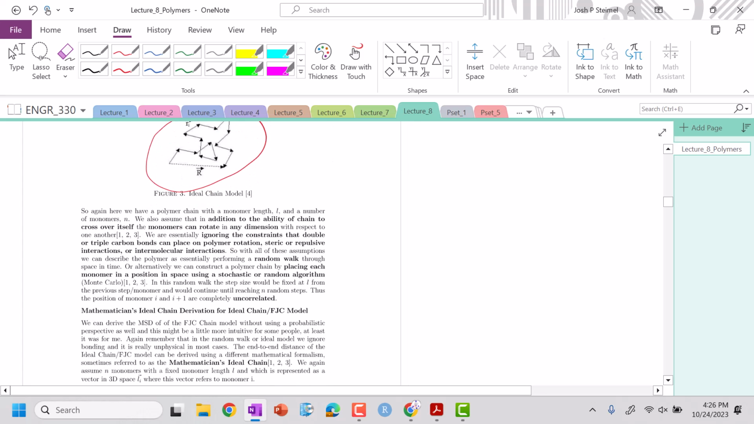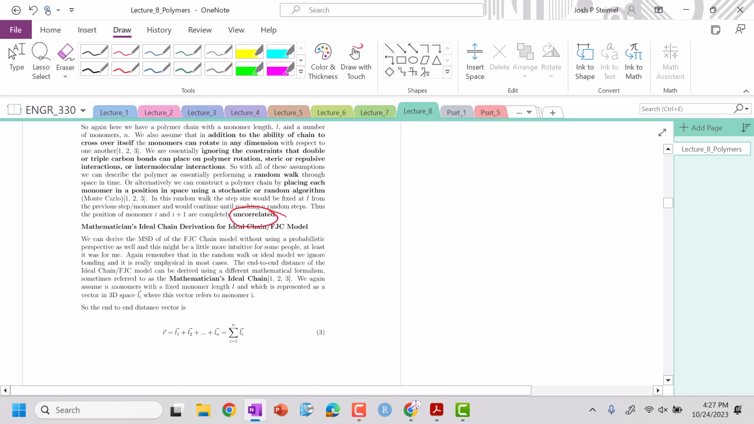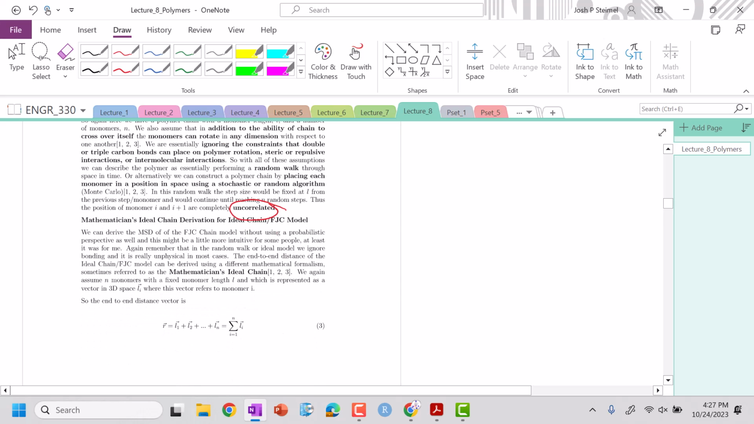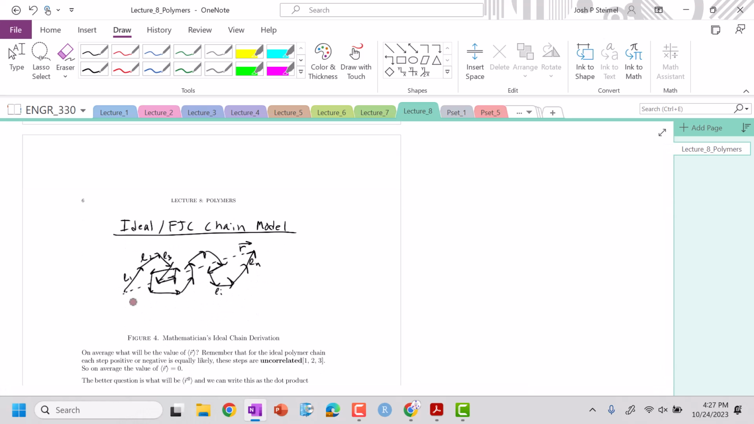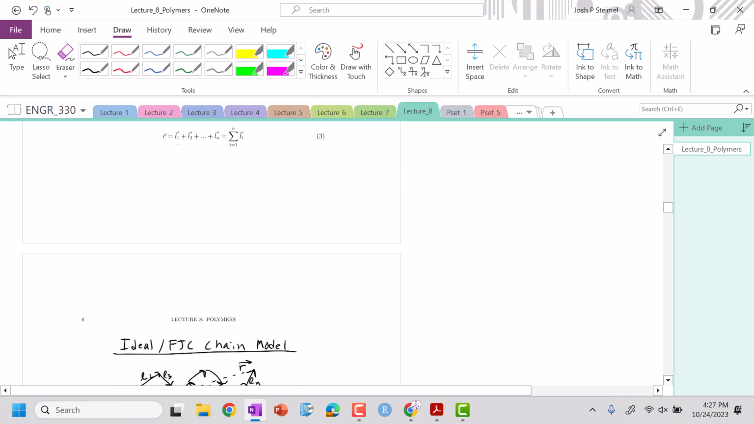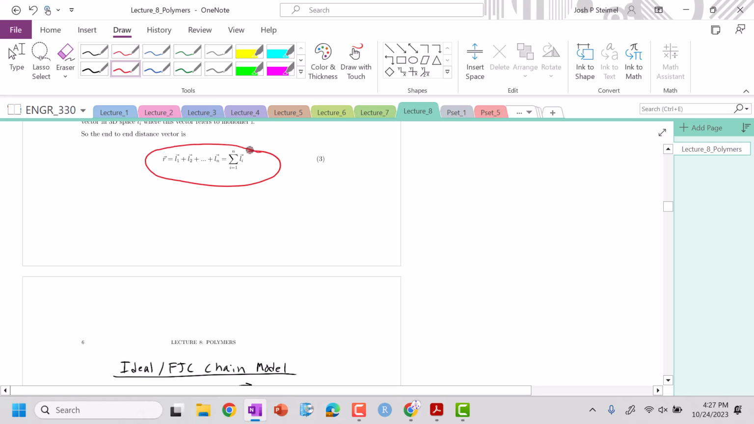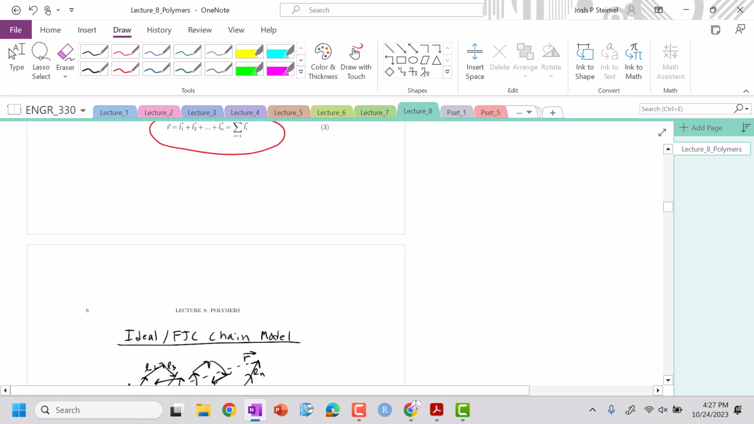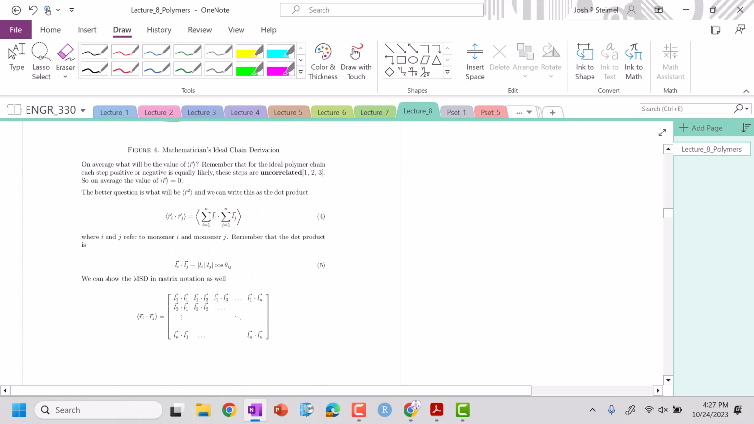So this is really not physical if you think about it, and it's completely random. Essentially, they are completely uncorrelated. So we can actually derive our mean squared, or root mean squared, end-to-end distance of our polymer chain with these assumptions built in. If I look at this ideally joined chain model, my R is simply going to be the sum of all of those monomer units, L sub i. So that would be how I would calculate it.